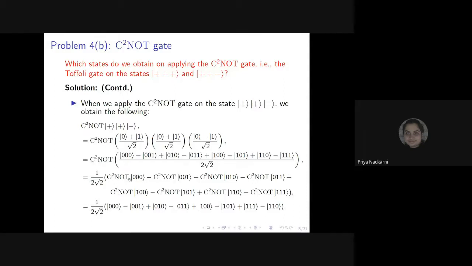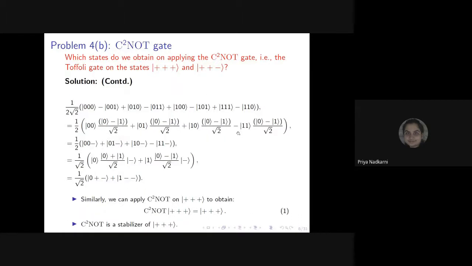As we saw in the previous slide, the Toffoli gate only changes the last two basis states and does not change the rest. All the rest of the states remain the same, but for the last two states the last qubit is flipped. So 110 becomes 111, and 111 becomes 110. This was the state we obtained in the previous slide.